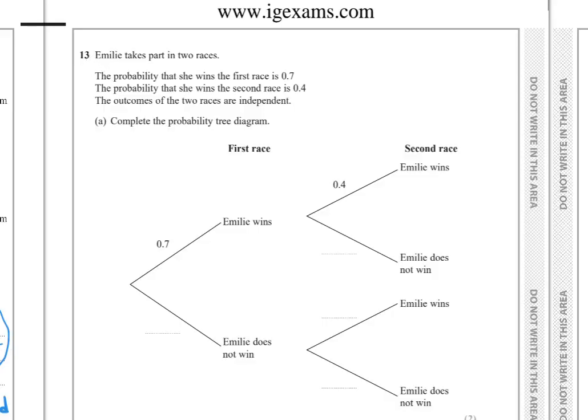Number 13. Emily takes part in 2 races. The probability that she wins the first race is 0.7. The probability that she wins the second race is 0.4. The outcomes of the 2 races are independent. Complete the probability tree diagram. So 0.7, so this one is 0.3, because the sum of all is 1. And if this is 0.4, so this is 0.6. Same, 0.4 and 0.6, because they are independent, so the same probabilities.